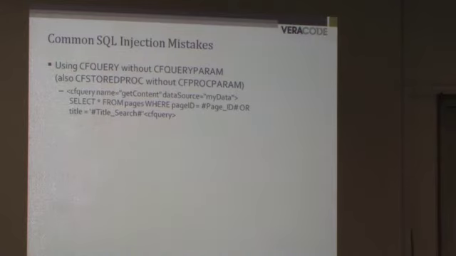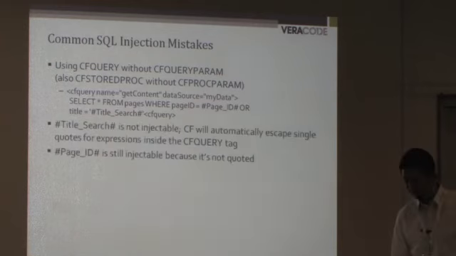This is a slide that's pretty much on every ColdFusion security presentation I've seen out there, but I needed to include it anyway. You can do ad hoc queries using CF query, and you can do parameterized queries using CF query param. If you see somebody doing a query without using CF query param, that's a potential SQL injection.